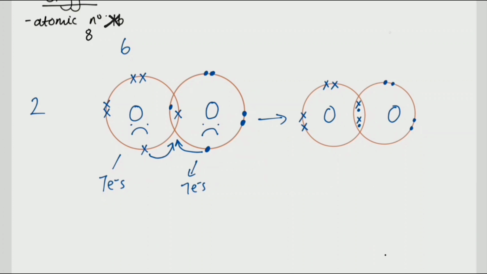So now let's count the electrons on the oxygen atoms. The first one now feels as if it's got 1, 2, 3, 4, 5, 6, 7, 8 electrons. So it's got a full outer energy level. And the second oxygen atom feels as if it's got 1, 2, 3, 4, 5, 6, 7, 8 electrons as well. So it's going to be stable as well. And that is how the 2 oxygen atoms will bond. So here we have 4 electrons, 2 pairs of electrons being shared.